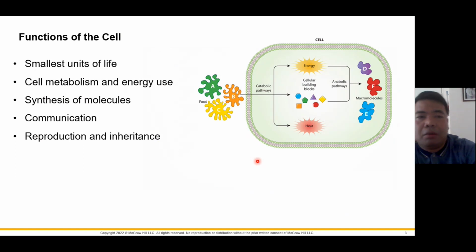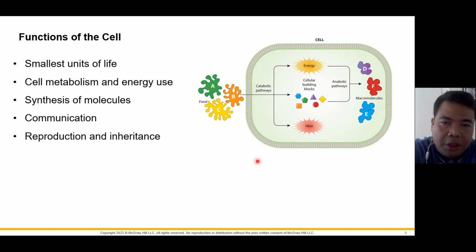Now, what are the different functions of the cell? As we said in our orientation for chapter 1, cells are considered the smallest unit of life. It's the basic unit of all living organisms. Second, it is used mainly for cell metabolism and energy use. Meaning, the metabolic process, the metabolism of the body, and also the energy use and energy production of the body takes place at the cellular level.